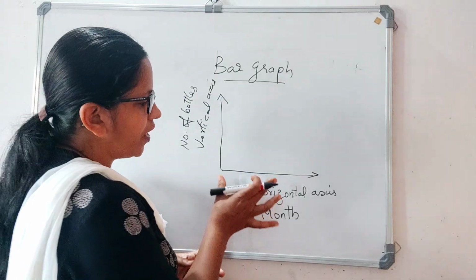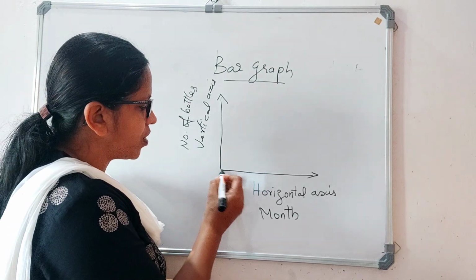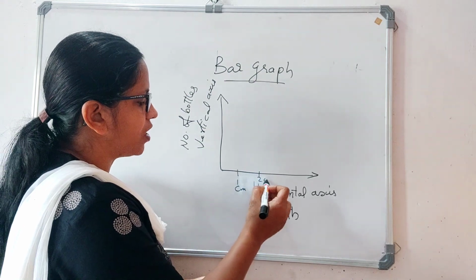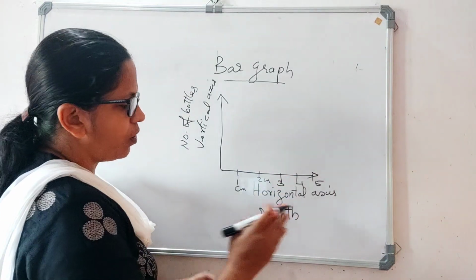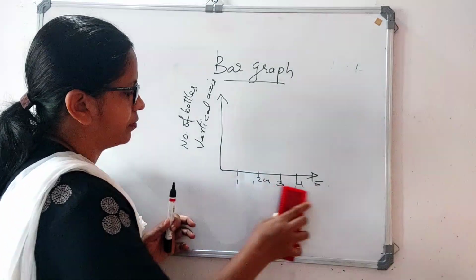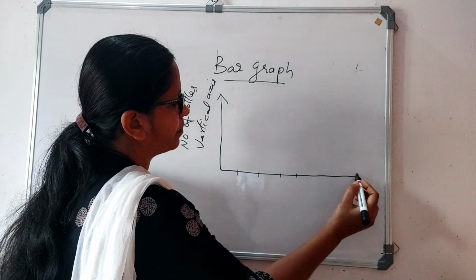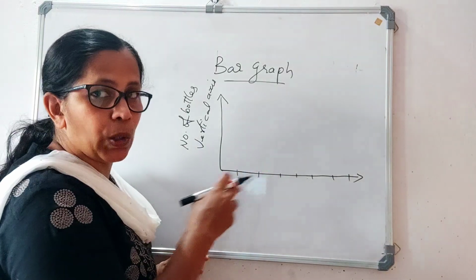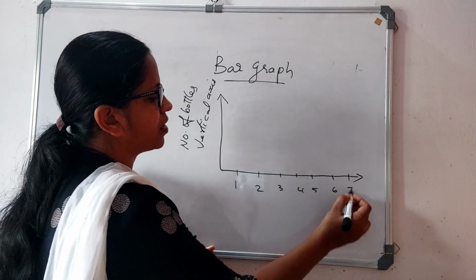First, keep the scale on the horizontal line, and starting from 0, mark 1 centimeter, 2 centimeter, 3 centimeter, 4 centimeter, 5 centimeter. Let me rub off this name. I just put a mark. You can use a scale so it will be equal length. So 1, 2, 3, 4, 5, 6, 7 it goes.